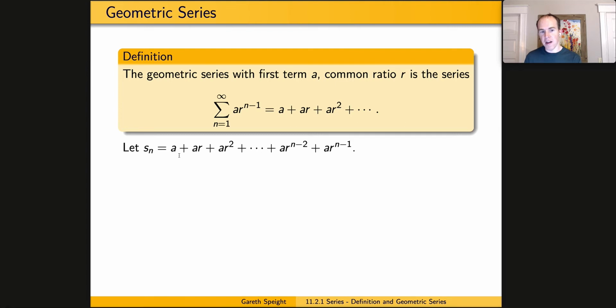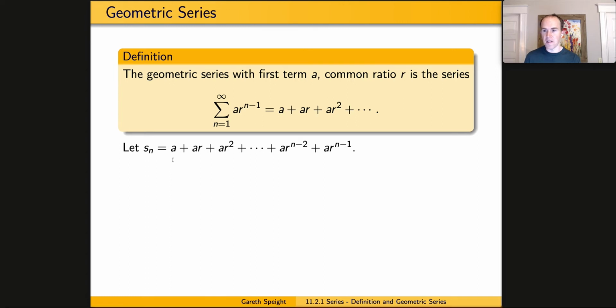Here the sum of the first n terms is a plus ar plus ar squared up to ar to the n minus 1. And we want to find some nice way of simplifying this so that we can take the limit, because remember the definition of the series, or the infinite sum, is the limit of the partial sums. So we need to find a way to simplify this.